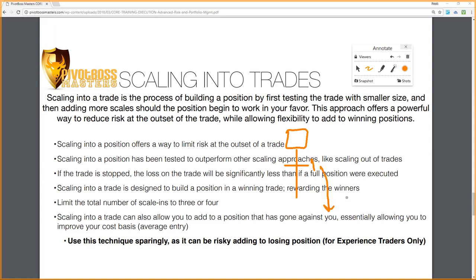And so if I lose money on this trade, it's not a big deal. It's only a third of what I would have lost if I had a big trade, right? A full position. And so again, very, very powerful approach to limiting that risk ahead of time.